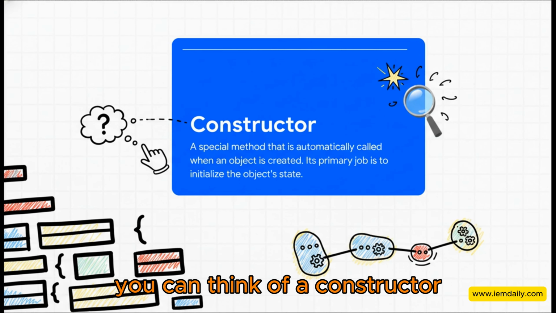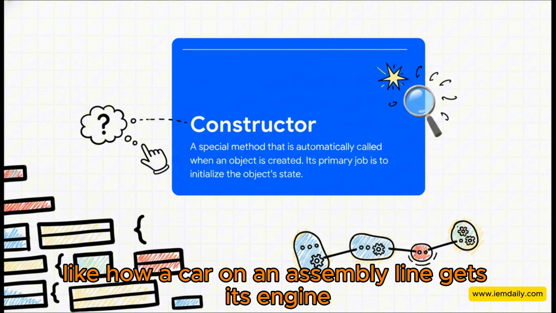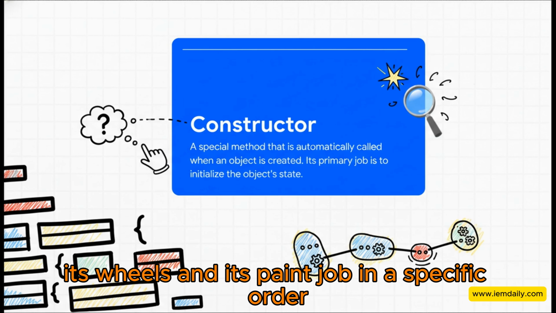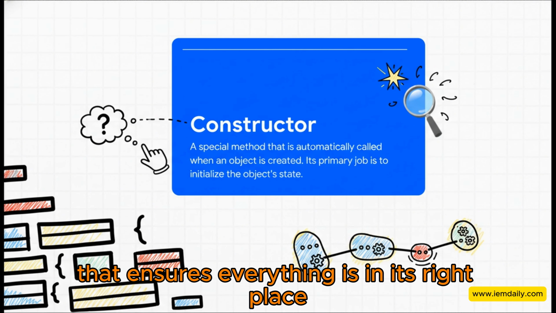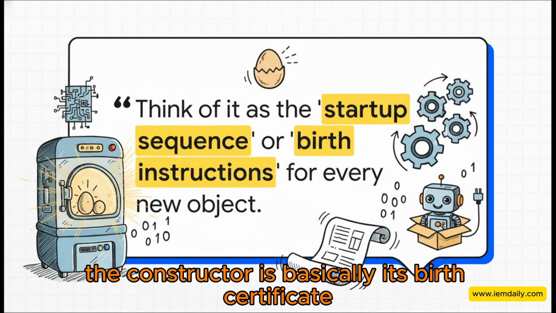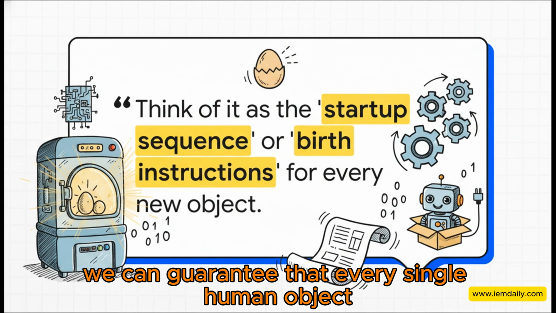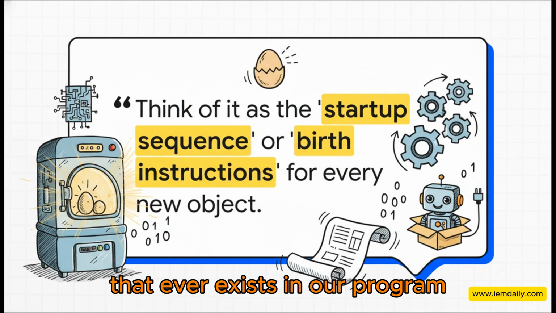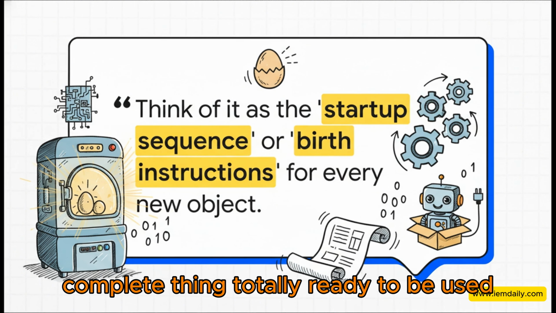You can think of a constructor as the official set of instructions for building an object. You know, like how a car on an assembly line gets its engine, its wheels, and its paint job in a specific order. The constructor does that for our objects. It's the mandatory setup phase that ensures everything is in its right place. For our human object, the constructor is basically its birth certificate. It's the moment it's given a name and an age. By using a constructor, we can guarantee that every single human object that ever exists in our program starts its life as a valid, complete thing, totally ready to be used.